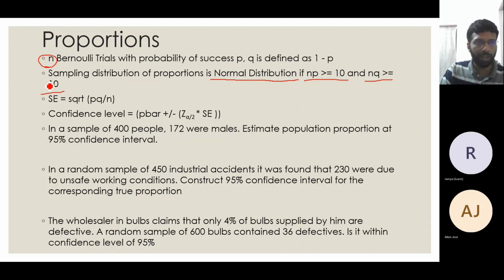So given my particular value of n, p and q, if nq as well as np is greater than or equal to 10, I can approximate that using a normal distribution, and in that case my standard error will be square root of pq by n, and my confidence interval will be p bar plus or minus, similar to what we did in the other case, z alpha by 2 into standard error.